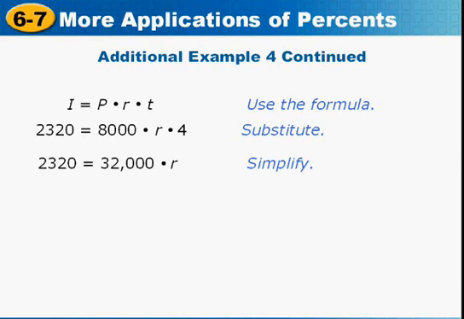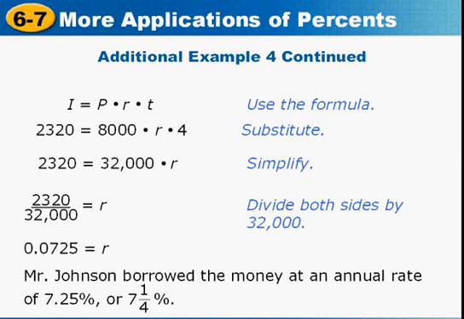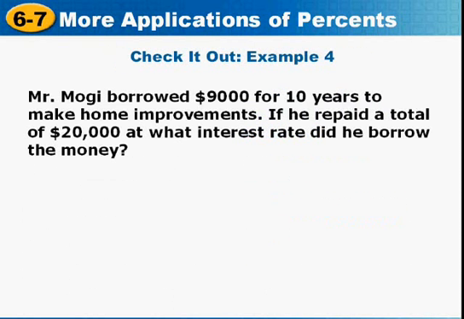32,000 R, and inverse operations. That's multiplication, so divide. And you get 0.0725, but remember, rate needs to be in a percentage. So let's move that decimal 2 places right, and you discover, oh, his annual rate was 7.25%, or 7 1/4%.